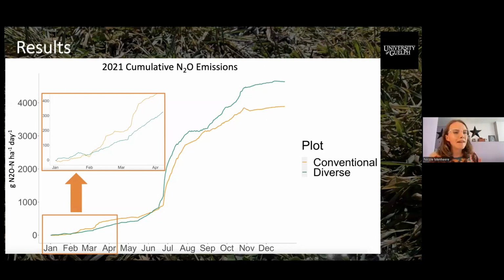This is a plot of our 2021 cumulative nitrous oxide emissions, and this is just highlighting the difference between the conventional and the diverse plot, diverse in green and conventional in yellow, and highlighting the difference between their nitrous oxide emissions during the freeze-thaw period of 2021. As you can see, in our conventional plot we saw a much higher nitrous oxide emission event shortly after freeze-thaw, between March and April there.